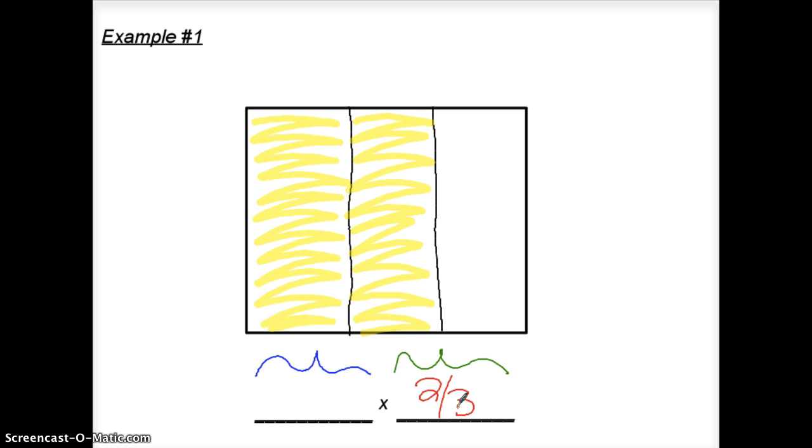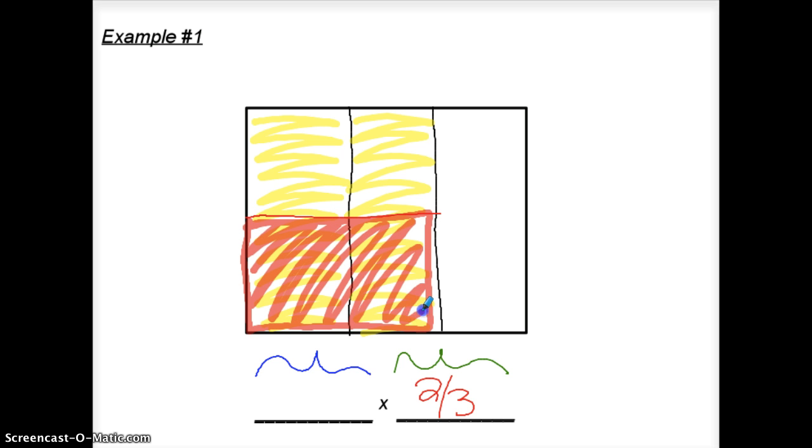Now, the value that I take from the 2/3 will show me what my multiplicand is. Okay, so watch carefully. Okay, it is clear that I've taken 1/2 from the 2/3. So 1/2 is my multiplicand. Okay, and then I made sure to equally partition the whole. So my answer is, well, 1/2 are shaded out of a 2/3, so 2/6, or 1/3 is my answer.